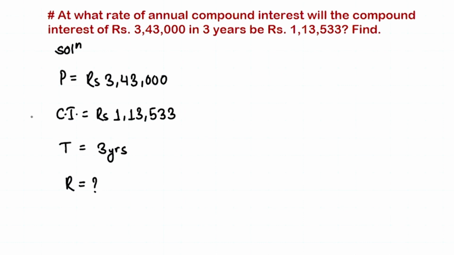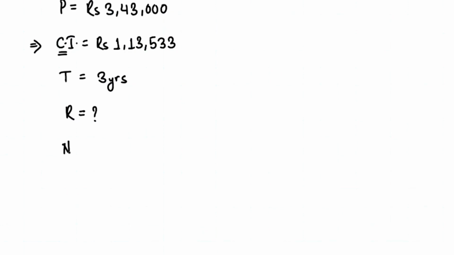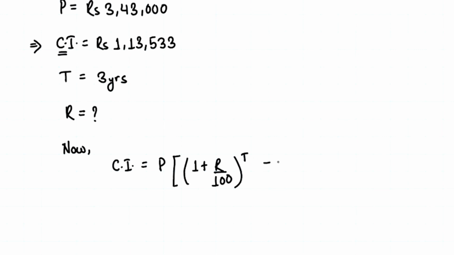Now here in the question, the compound interest is given, so we are going to use the formula of compound interest to find the rate. So we know that the formula of compound interest is equal to P, big bracket, small bracket, 1 plus R divided by 100, bracket close, power T minus 1. Now let's just put in the values.